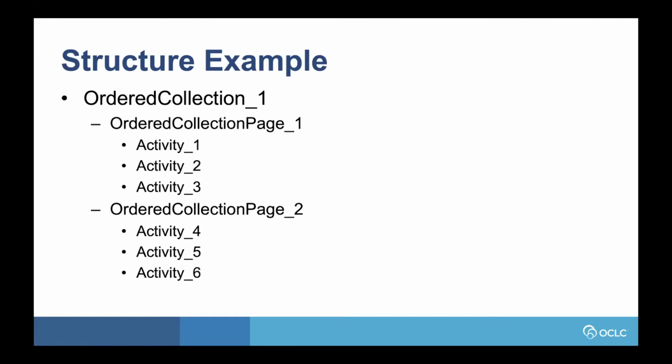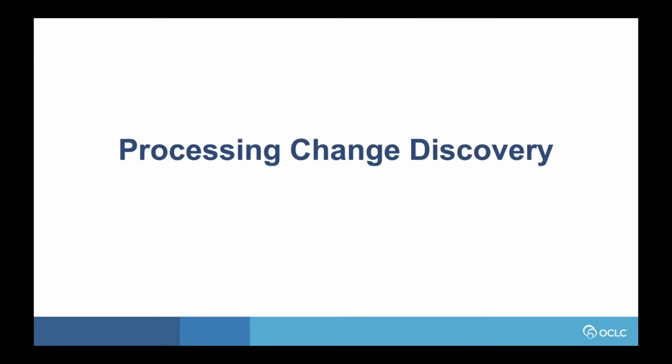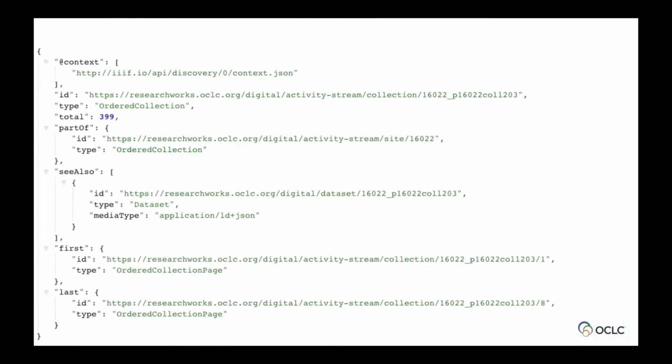So this is sort of the structural example of what a change discovery API response will look like. Jumping into the data example, again, I apologize, this is going to be JSON, but I tried to make it as large as possible, and it's also annotated so we can walk through it together. So this is the JSON that a client would see for an ordered collection.